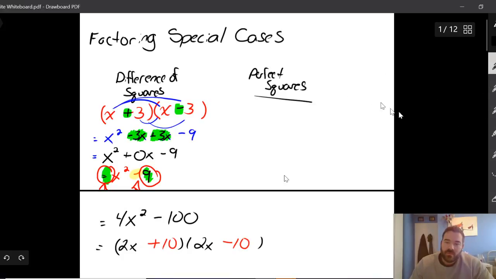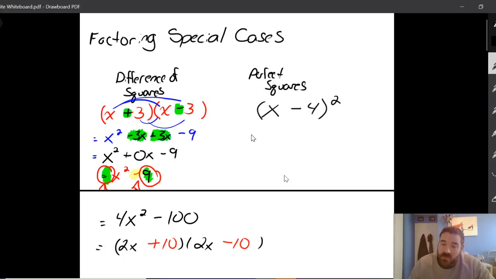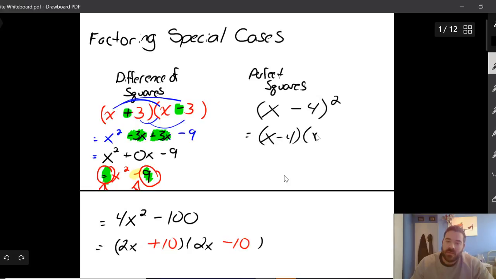So perfect squares, the factors will look something like this. And it's a case where the 2 binomial factors that we end up with are actually exactly the same. So it's going to be something like this: x minus 4 squared. x minus 4 squared in expanded form is x minus 4 times x minus 4. These are exactly the same.